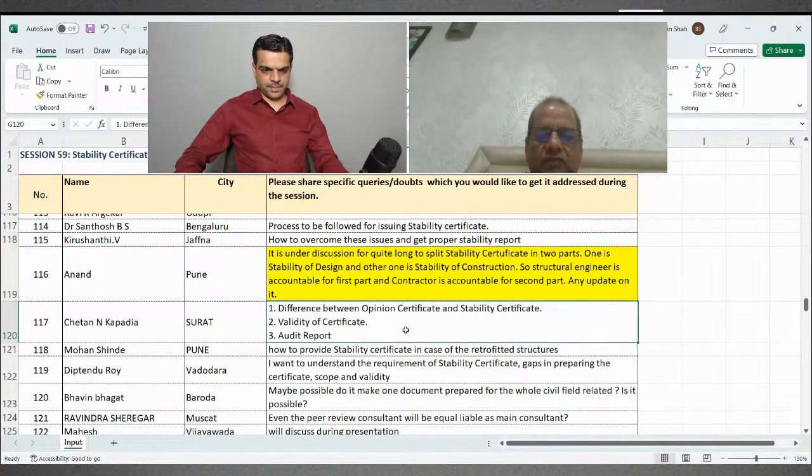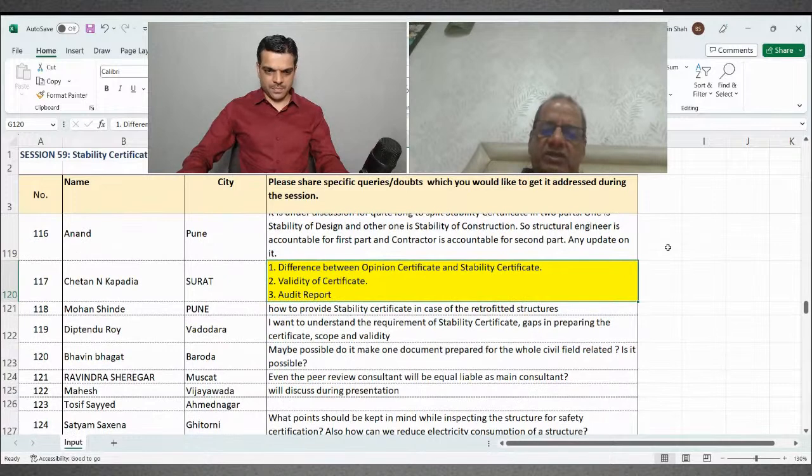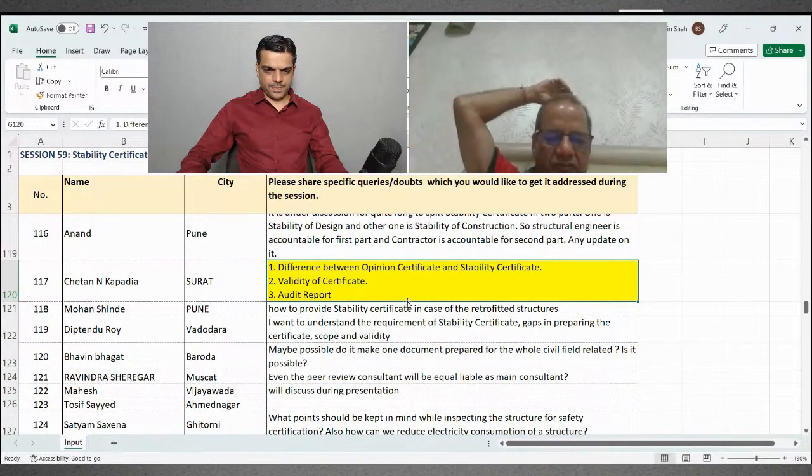Chetan Kapadia, Surat: difference between opinion certificate and stability certificate. I haven't heard of an opinion certificate, but the stability certificate, yes. The stability certificate of a new building is structural design. Validity I have already mentioned. An audit report is a different thing.